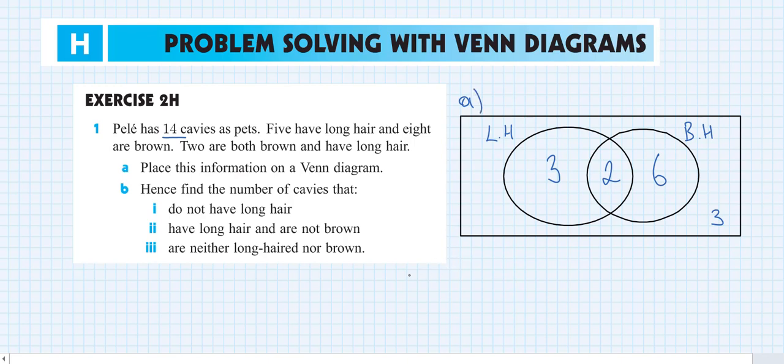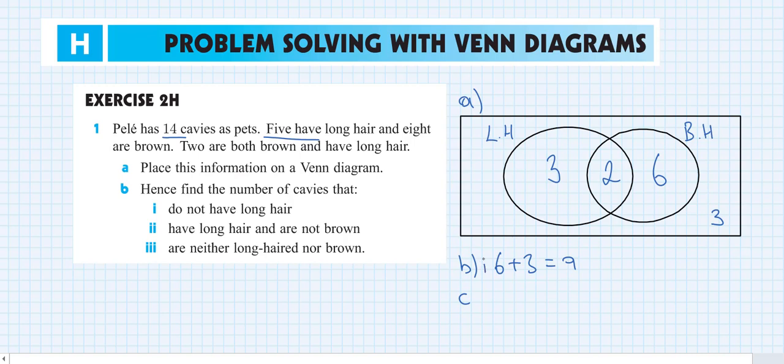Now, based on the Venn diagram, we need to be able to answer the following questions. Find the number of KBs that do not have long hair. So how many KBs do not have long hair? It's 6 brown hair, and 3 which are outside. It's 6 plus 3, which is 9. In total, I have 5 long hair KBs, so the others will be 9. Because it says already 5 here, you can go not from the Venn diagram, also from this logic, you can do it.